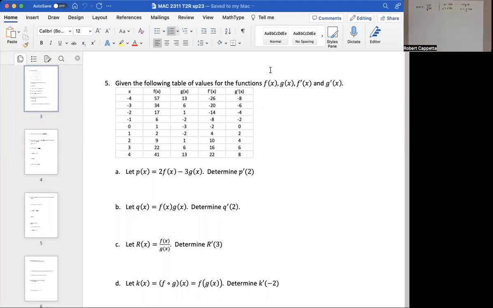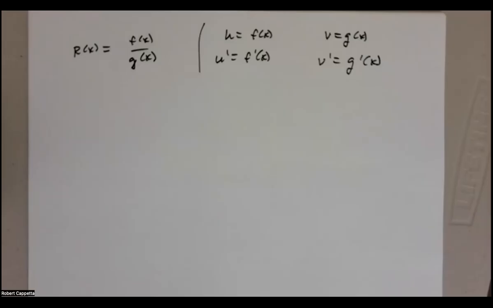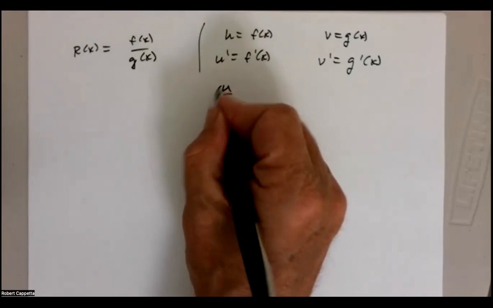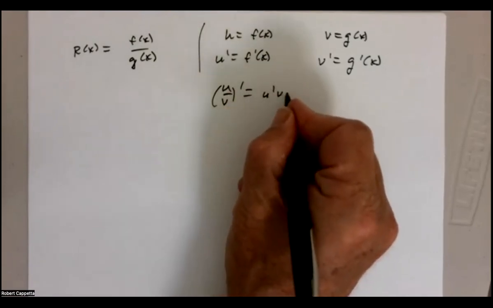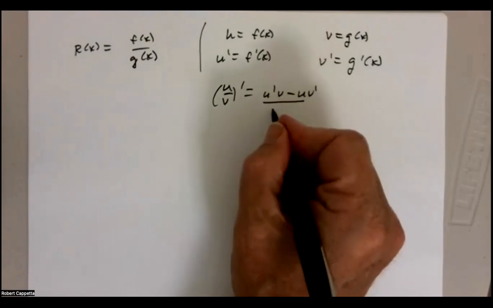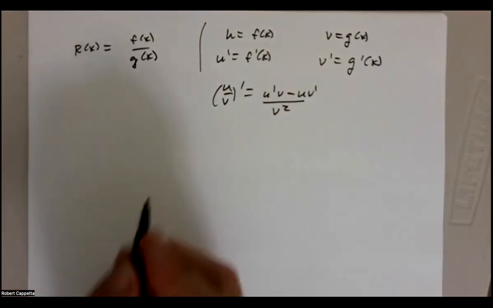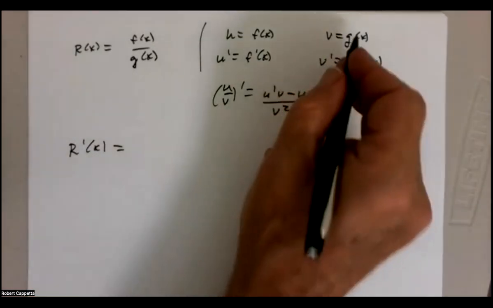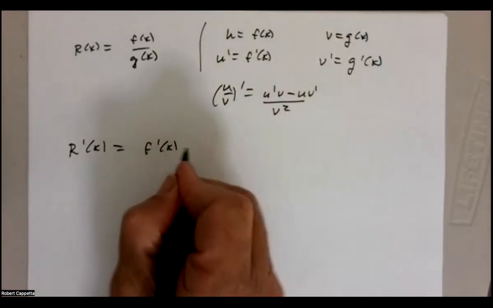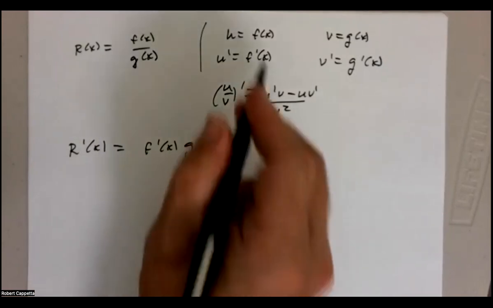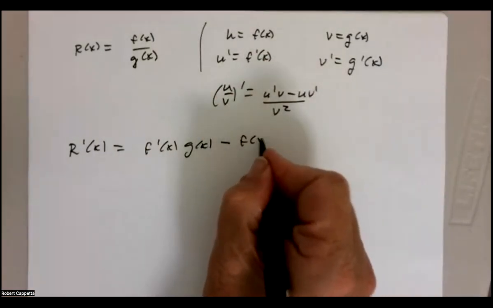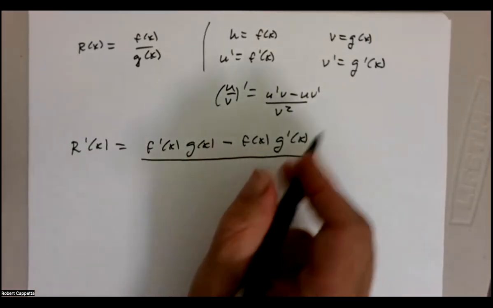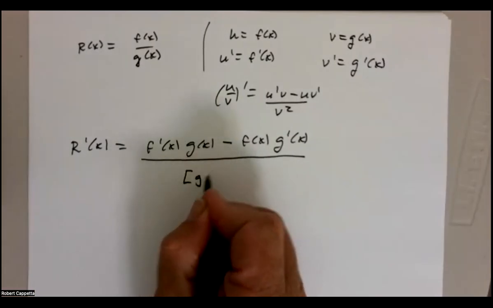So let's look at it, see what we have. So if that's the case, what do we know again? U over v prime is u prime v minus u v prime over v squared. Fine. So what is my r prime of x? U prime v, f prime of x, g of x, minus u v prime, f of x, g prime of x, all over v squared, all over g of x squared.